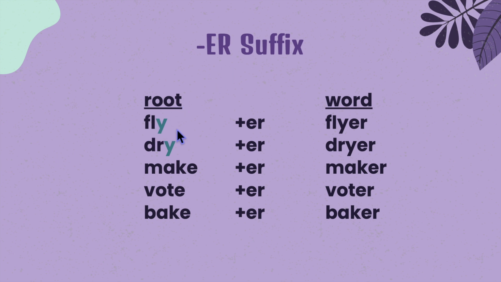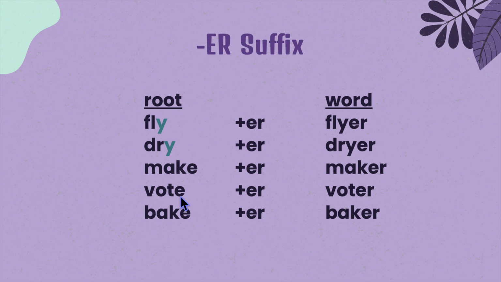Right here we have the root fly. It's a short word ending in Y, so the Y has a long I sound. And we can add ER to the end and we get flyer. Here is dry. We can add ER and we get dryer. Here we have make, where the silent E makes the A have its long sound. We add ER and we get maker. Notice that when we add the suffix, we drop one of the e's. There's only one e here, not two.